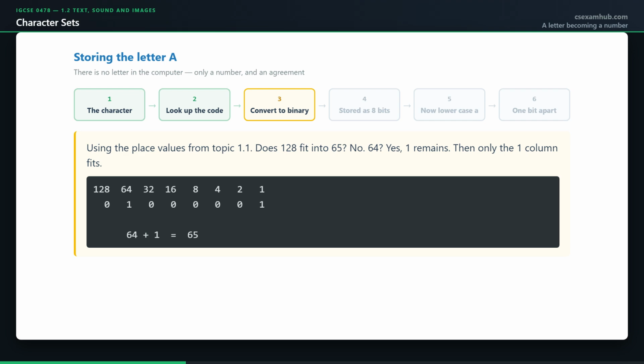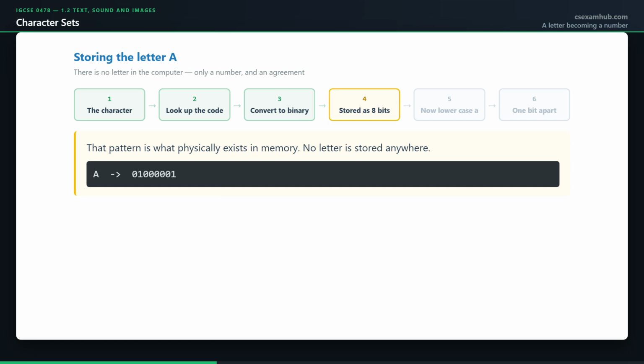Does 128 fit into 65? No, so 0. 64? Yes, leaving 1. 32, 16, 8, 4, 2. None of them fit into 1, so zeros. And 1? Yes, leaving nothing. So 65 is 0, 1, 0, 0, 0, 0, 0, 1. Third, that 8-bit pattern is what is physically stored. And now look at what happened. There is no letter anywhere in the computer. There is a binary number and a shared agreement that this particular number should be displayed as the shape A.